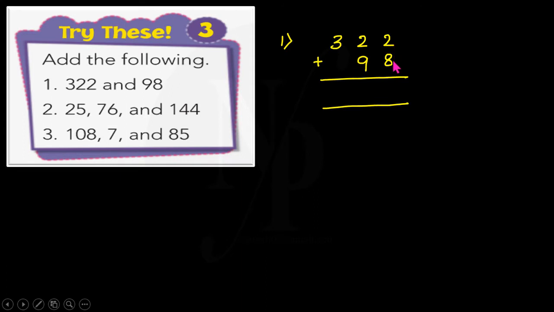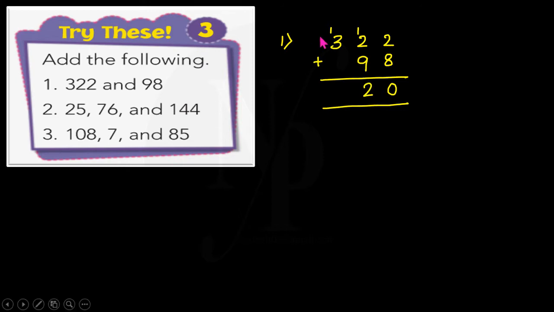So 2 plus 8 is 10. 10 ones are regrouped as 1 ten and 0 ones. 1 ten is carried forward to the tens column and 0 is written in ones column. Now we add the digits in tens column. So first I add this 1 and 9. 1 plus 9 is 10. 10 plus 2 is 12, and 12 tens are regrouped as 100 and 2 tens.